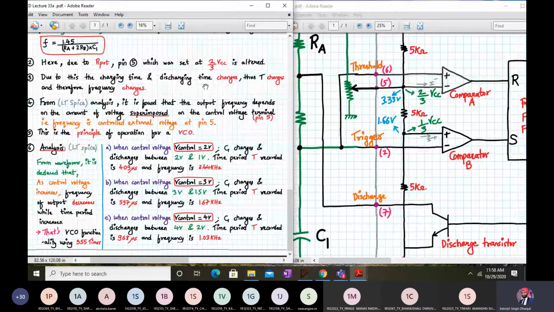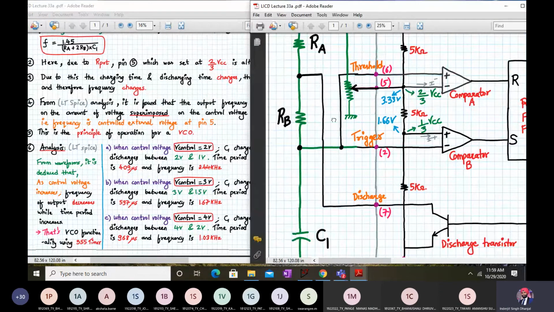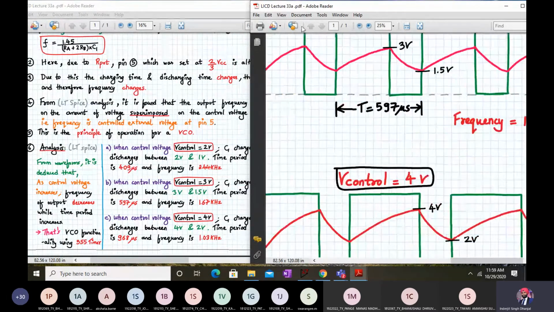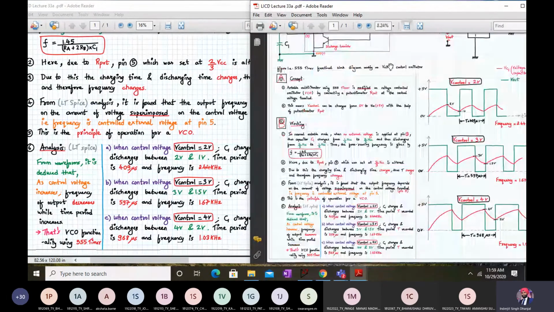So it is found that the output frequency depends upon the amount of voltage superimposed on the control voltage pin number 5. That means my frequency is controlled by the external voltage at pin number 5. So this is the principle of operation for a voltage controlled oscillator. From the output waveforms, here are my output waveforms. Let me show it to you.